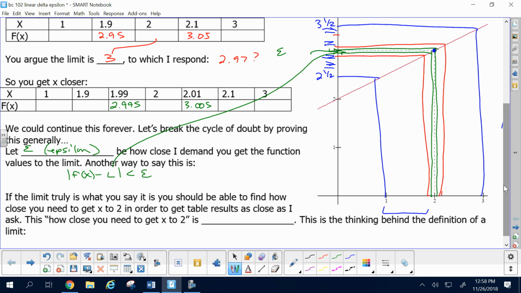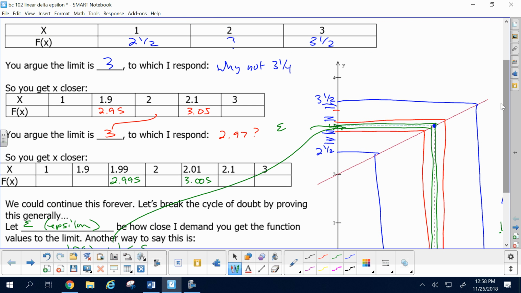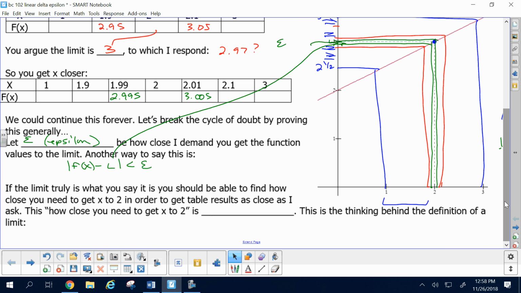All right? Now, when I did the table, you didn't do anything, you just sat there. But when I did the table, I actually started with x, and the result was the y. This is how close I needed to find an x to make that happen. That's delta. That's how close I need to get to 2 to get an outcome that's as small as you want. How close you need to get x to 2 is delta.